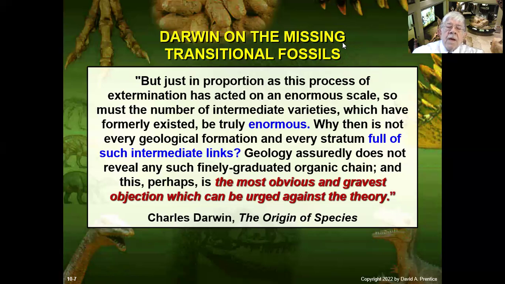Darwin was writing in the mid 1800s, approximately 1860 or thereabouts, and he said, yes, I know there should have been tremendous numbers of fossil transitions, and we don't have them. But I think as we dig up more fossils, we will find the transitions. That's the most obvious and gravest objection. So Darwin said the fossils are the best objection against his theory of evolution.